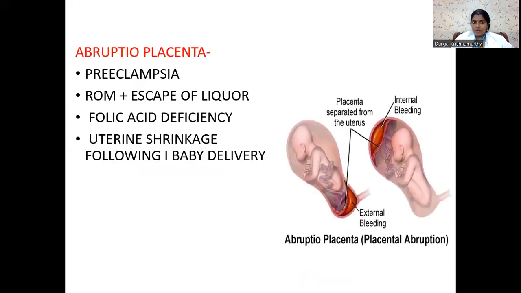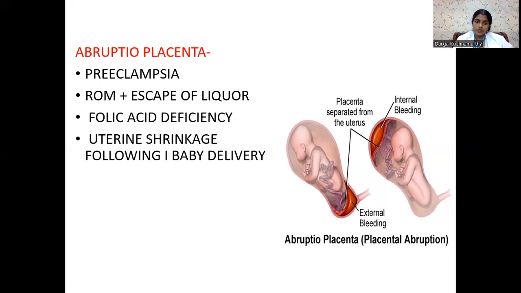There is high risk of abruptio placenta also. It is increased in multiple pregnancy because of the associated preeclampsia. What is called abruptio? It is where the placenta gets separated from the uterus, causing internal bleeding. There is rupture of membranes and there is escape of liquor which is blood stained.